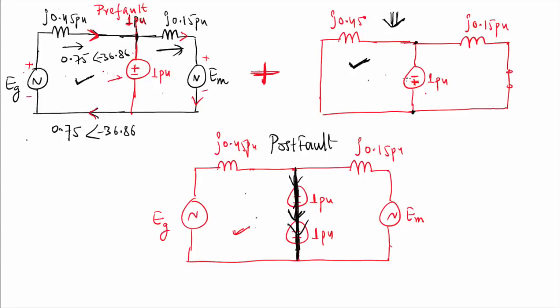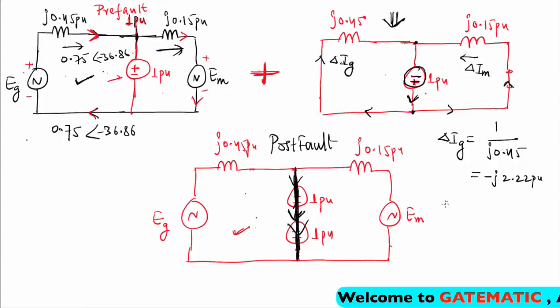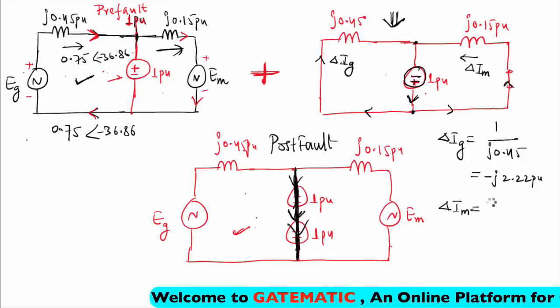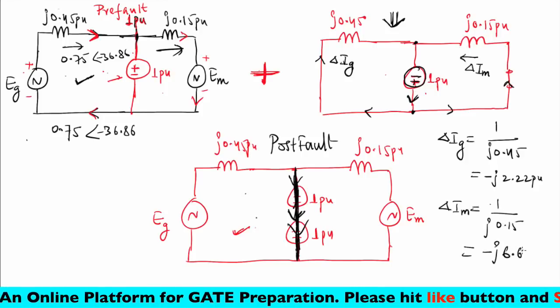Now see, I can easily find the current here. How? Let us name it: this is my voltage source having polarity something like this, means current will flow something like this. This will divide into two parts. Let us say the current flowing here is del Ig, and the current flowing here is del Im. So what will be the value of del Ig? Del Ig will be equal to 1 per unit divided by J 0.45. This will give you minus J 2.22 per unit. Similarly, del Im will be equal to 1 per unit divided by J 0.15, that is minus J 6.67 per unit.